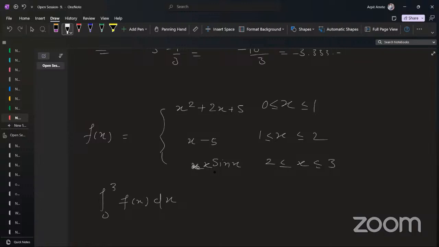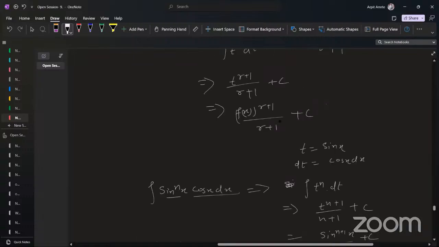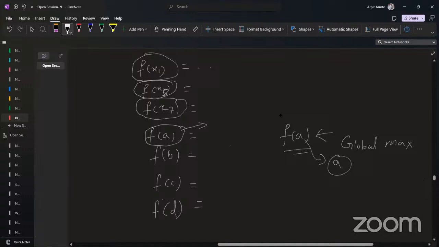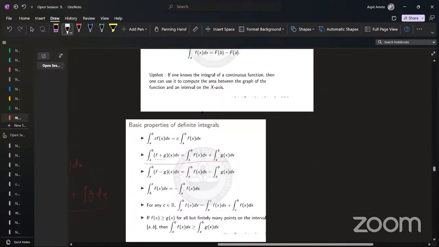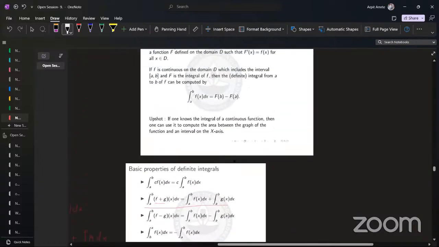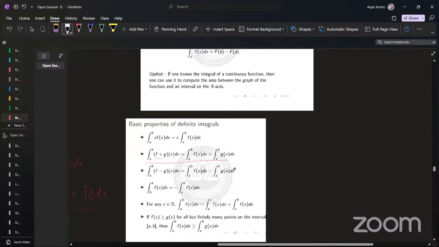We will split the limits. Yes, we can split the limit according to this. Why can we do this? Because we have this thing. Are you able to see the formula? Where is the splitting thing? The fifth one.